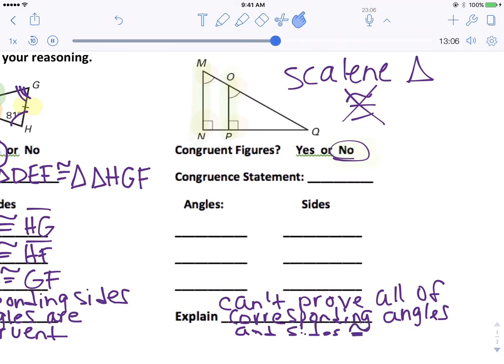So again, we can visually see also that this OP side is definitely not congruent to MN. So even though there are some congruent angles right here and right here, we can clearly see that those side lengths did not measure up. So since there's no congruent markings to prove that all of the corresponding sides and angles are congruent, then we have to say, no, these two triangles are not congruent.